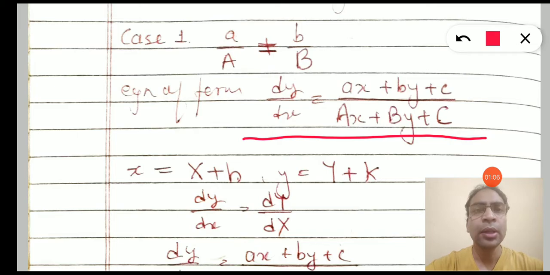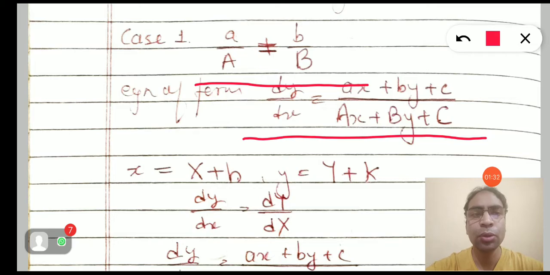So what is case 1? Where small a upon capital A is not equal to b upon capital B. That means the ratio of the constants of the x variables and y variables are not equal. So how will we reduce these equations to homogeneous? To solve such equations, first we will reduce them to homogeneous, and then we will apply the method that we have used to solve the homogeneous equations. So how can we convert these equations to homogeneous form? By performing a substitution.